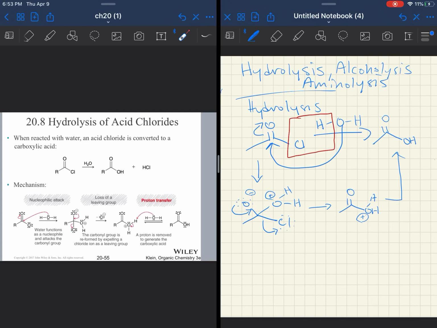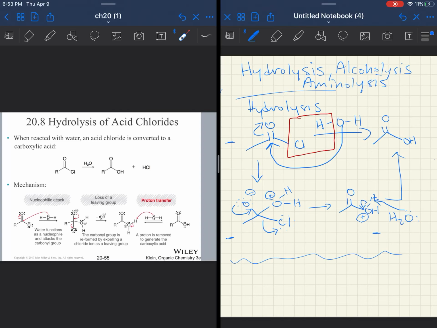In one final step, we just need to deprotonate this protonated carboxylic acid to get to our final product. Now, you don't have hydroxide around. You don't have a strong base. You could show the chloride, but we know that's a very weak base. So when in doubt, water can work as your acid or your base. And in this case, it's going to be your base, and it's going to deprotonate.